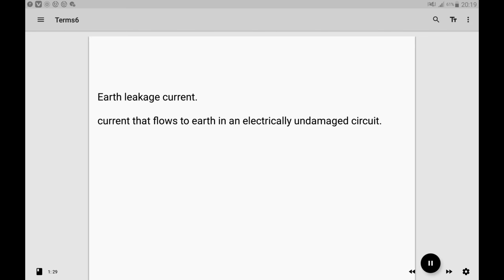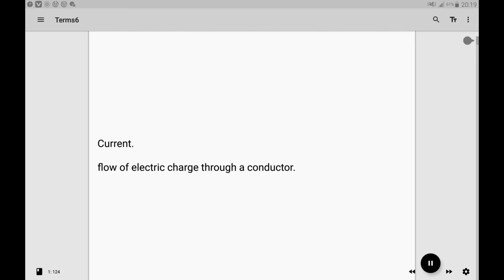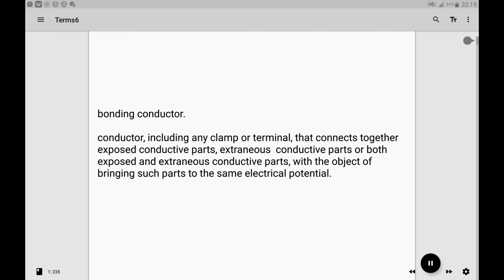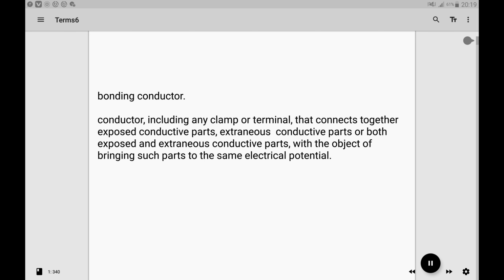to earth in an electrically undamaged circuit. Current. Flow of electric charge through a conductor. Bonding conductor. Conductor, including any clamp or terminal, that connects together exposed conductive parts, extraneous conductive parts or both exposed and extraneous conductive parts, with the object of bringing such parts to the same electrical potential.